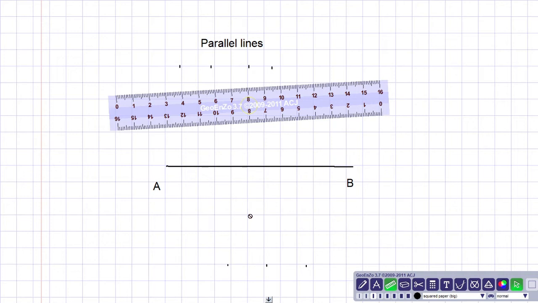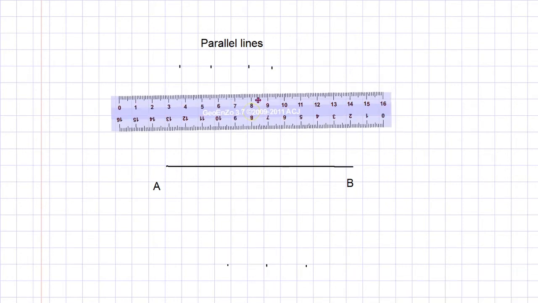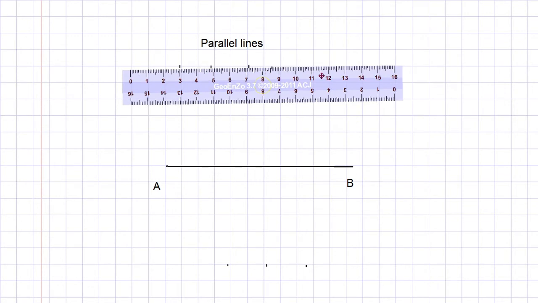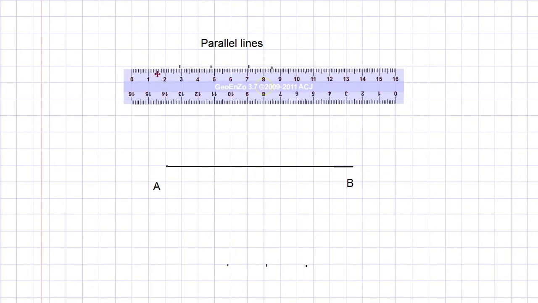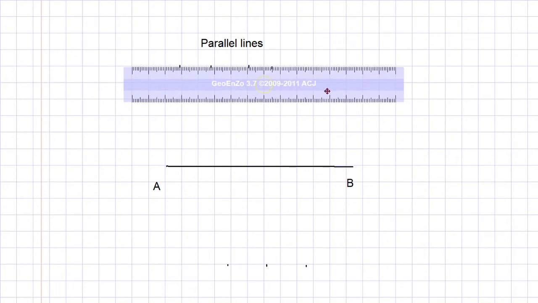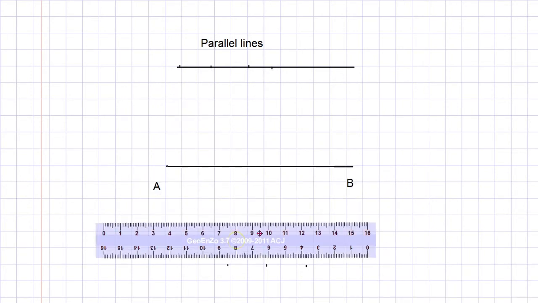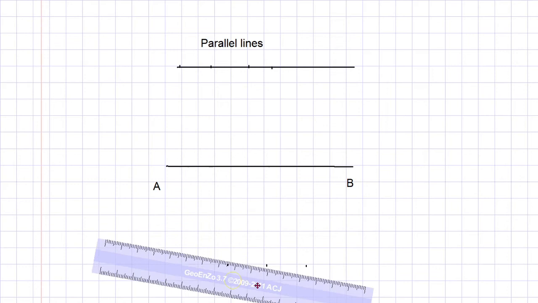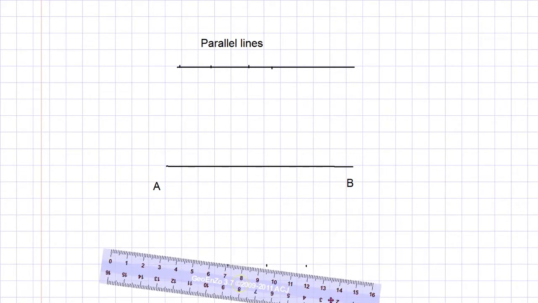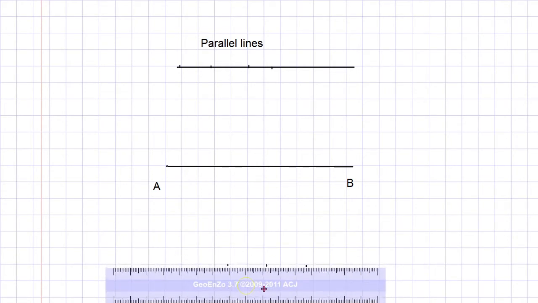The path of a point moving at a constant distance from a fixed straight line is a parallel line. We can draw two parallel lines, above the line and below the line. Let's check whether they are parallel lines or not. Join those points here. We can draw another parallel line on the other side also. There's a parallel line.